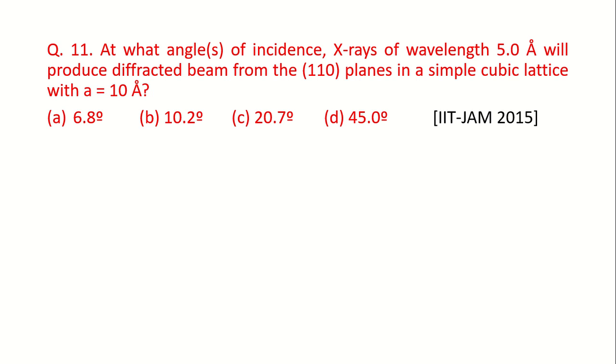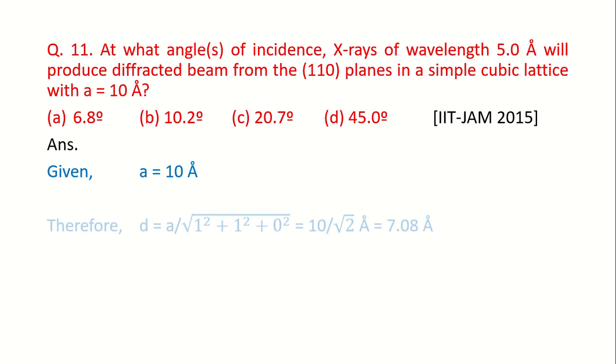This came in IIT-JAM 2015. At what angle or angles of incidence X-rays of wavelength 5.0 angstrom will produce a diffracted beam from the 110 planes in a simple cubic lattice with edge length a equals 10 angstrom. So let's find out the answer here. So the data a is 10 angstrom.